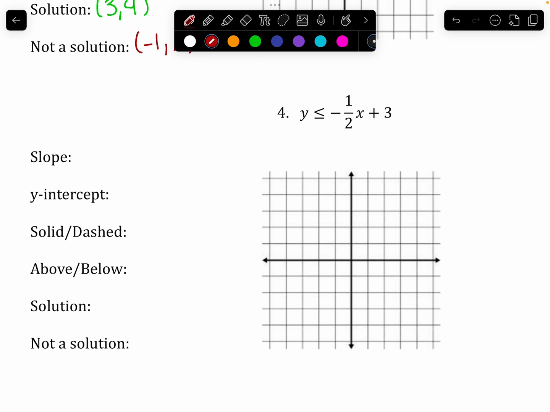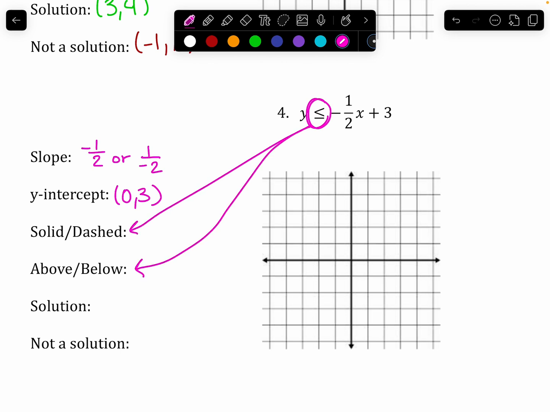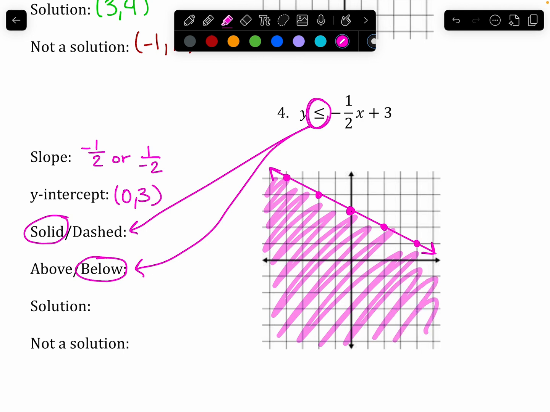All right, looking at number 4, this is actually already in slope-intercept form, so I don't have to do any rearranging of anything. My slope is negative 1/2, or I could do this as a 1 over negative 2. My y-intercept is 0, 3. This inequality symbol has an equal sign on it, so because there is an equal sign, this is solid. This is y is less than, so that is below. So I'm going to start at 0, 3. And then negative 1 over 2 means that I'm going to have a slope that goes this way. It is a solid line, so I just draw a good old regular solid line.